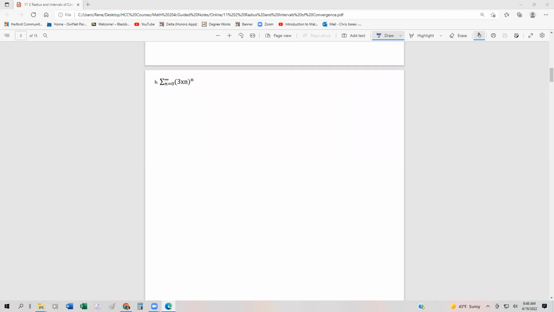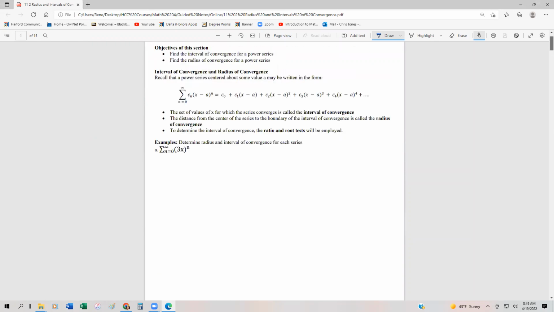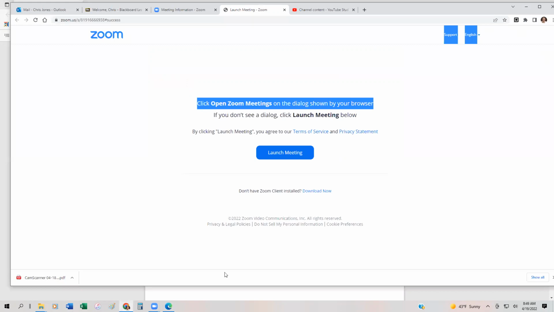Here is another example of a power series for which we want to determine the interval and the radius of convergence: the series from n equals 0 to infinity of (3xn)^n. In the previous problem, we had almost the same series, except we just had 3x. So now we're just throwing an n on the inside to determine what the interval and radius of convergence are going to be.